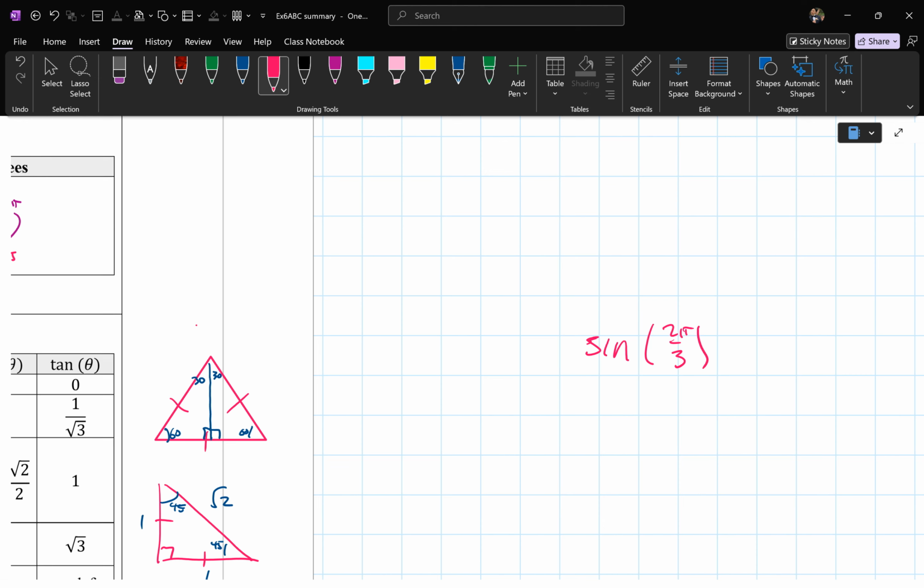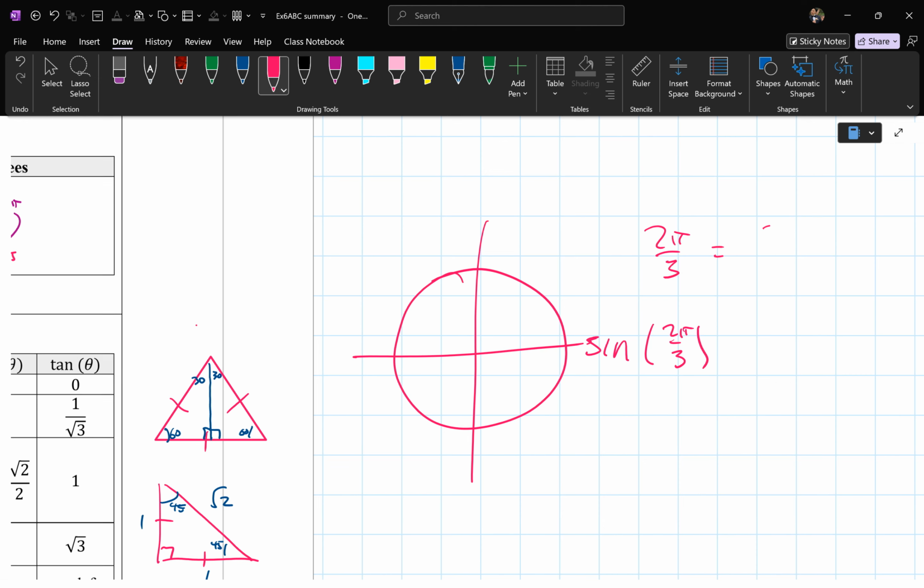Again, how I'm picturing it in my head, which is what I'm trying to train you to do, is this is your unit circle. 2 pi on 3 is almost 3 pi on 3. It's just short of pi by pi on 3. So all I'm picturing is pi is over here, short of that, so I must be in this region. I don't really care what the angle is. All I care about is the region.